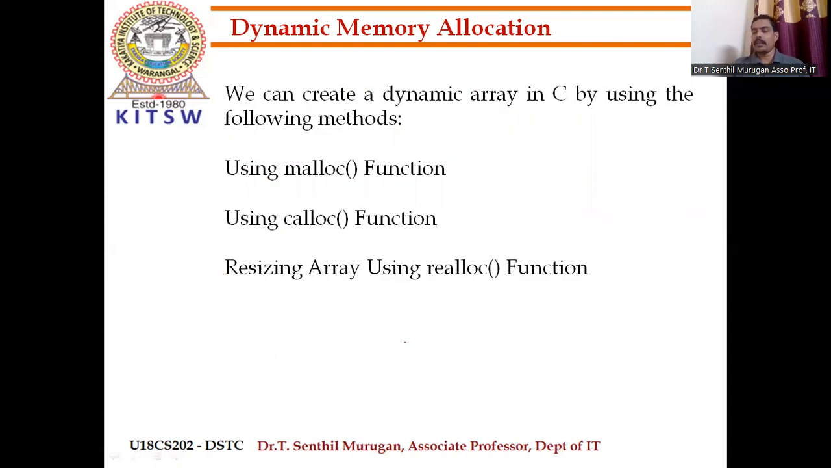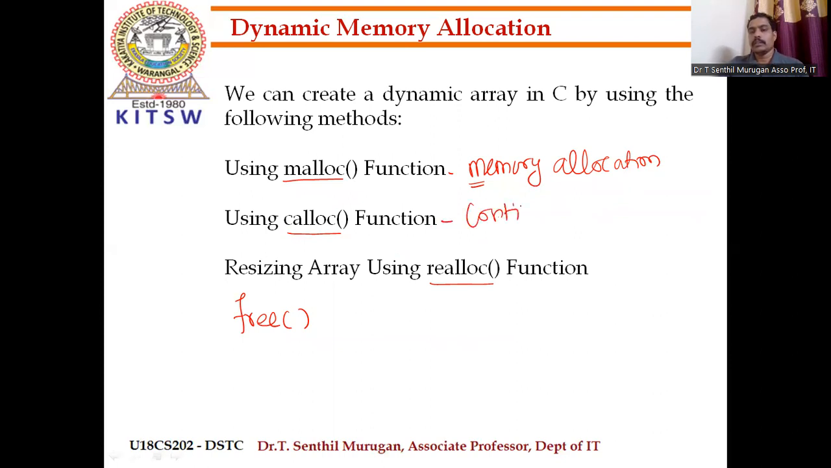For that, what functions are there? We have three functions: the malloc function, the calloc function, and the realloc function. Finally, the free function is also there. Here, M in malloc means memory, and alloc means allocation, memory allocation normally. C allocation means continuous memory allocation.